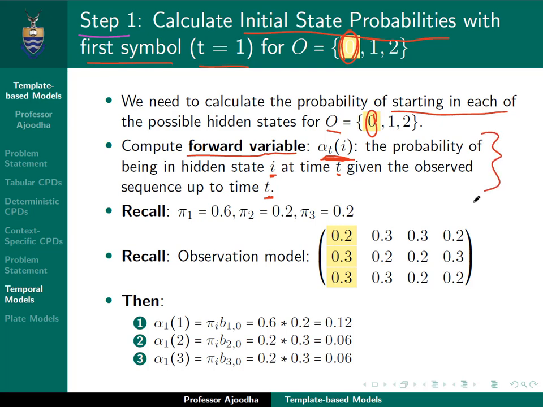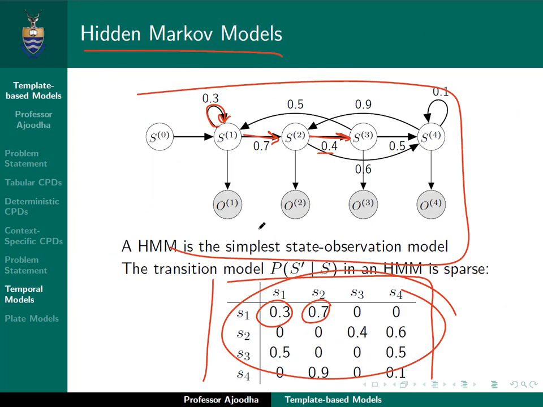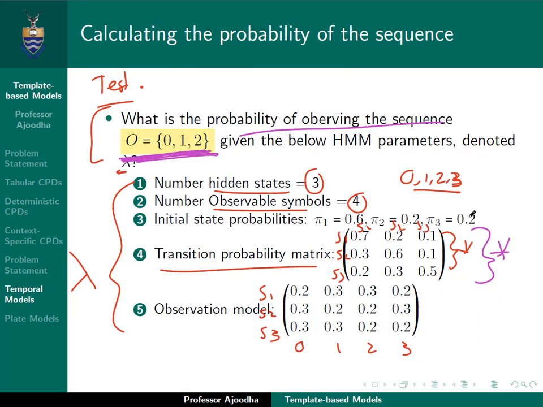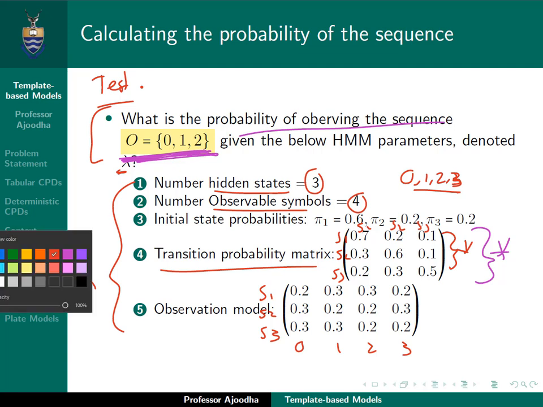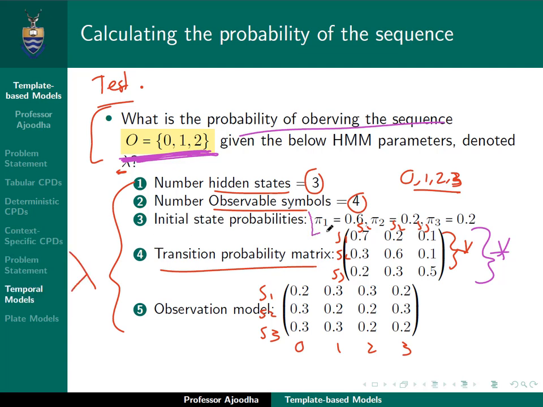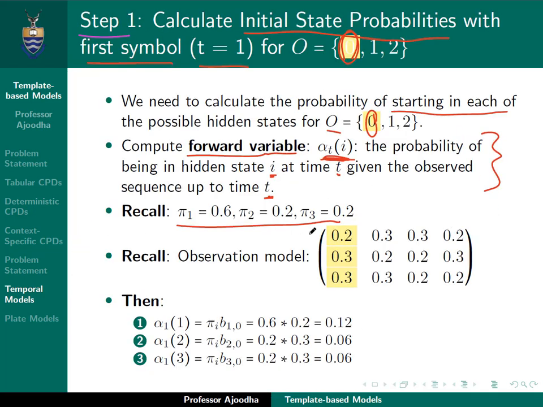So recall that the initial state probabilities were given to us. Here they are. Okay, these are the initial state probabilities. For each state, I have a probability of 0.6 to start in state 1, 0.2 to start in state 2, 0.2 to start in state 3. Okay, so I write them down here. I check. Okay, so we recall that.